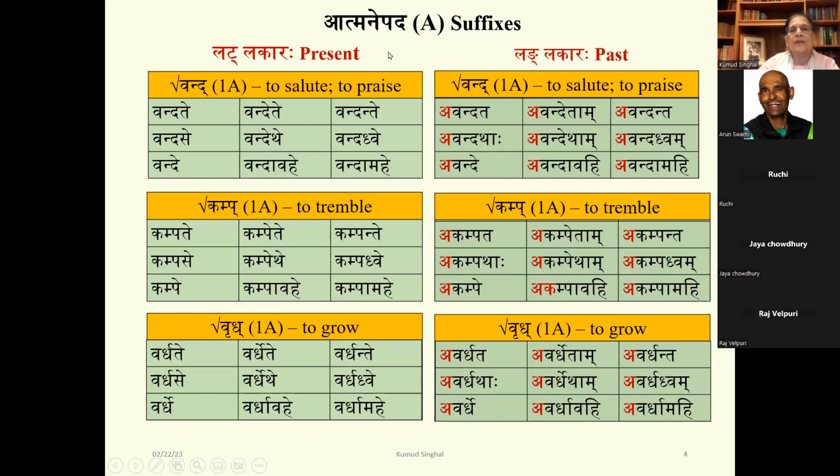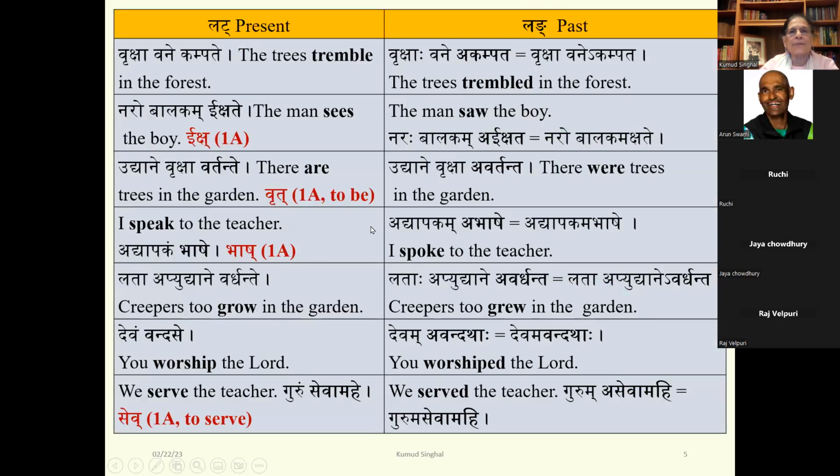We're going to do some examples; I have given the present tense and the past tense. The dhatu vand is an atmanepada dhatu belonging to the first group, and you see this conjugation: vandate, vandete, vandante. In the past tense, it will be avandata, avandetam, avandanta, and so on. So these are all atmanepada dhatus. Let's do some examples here in the present and in the past tense.